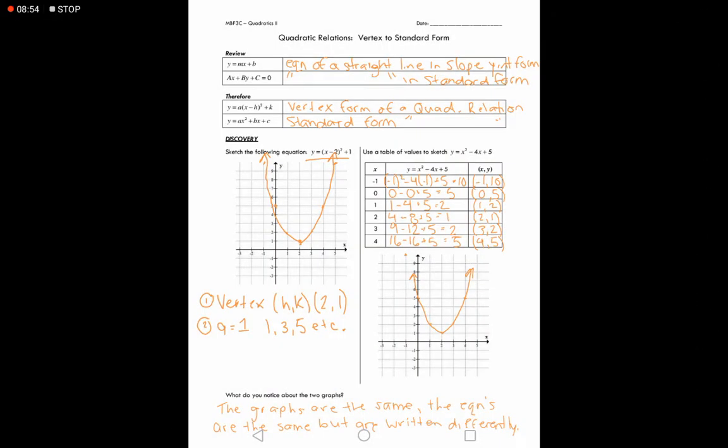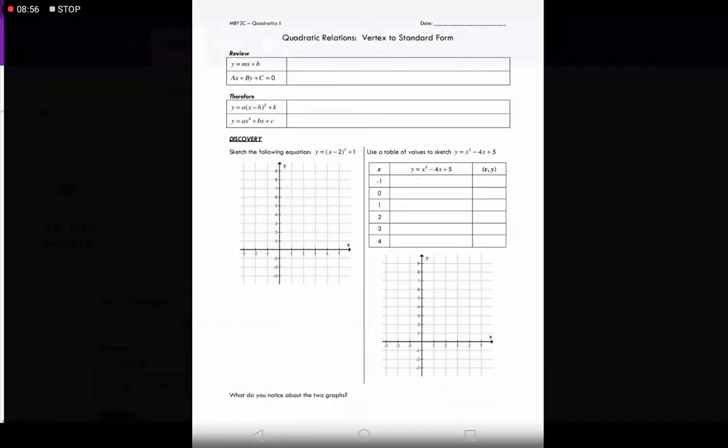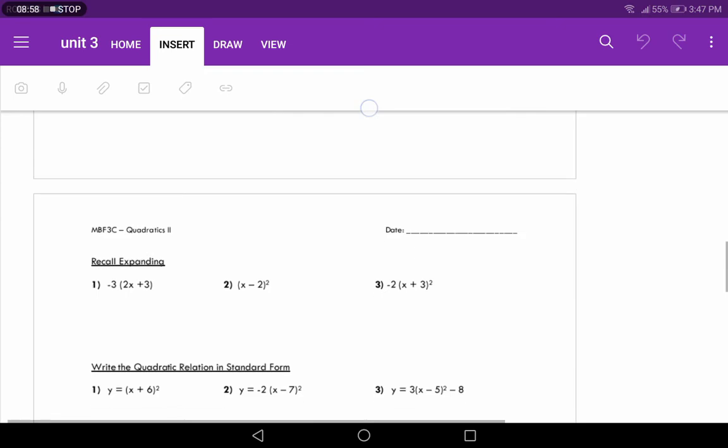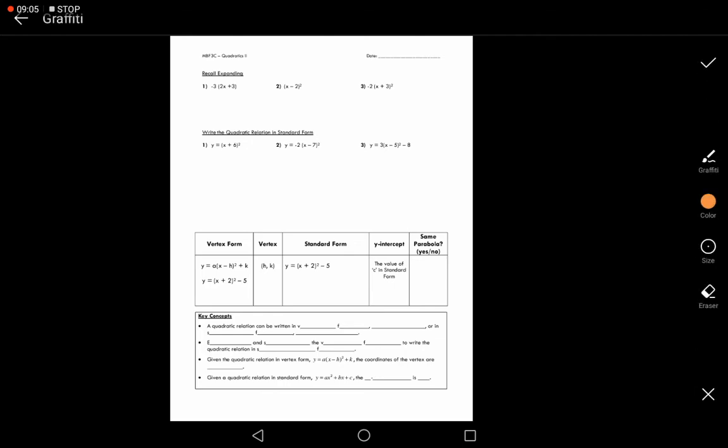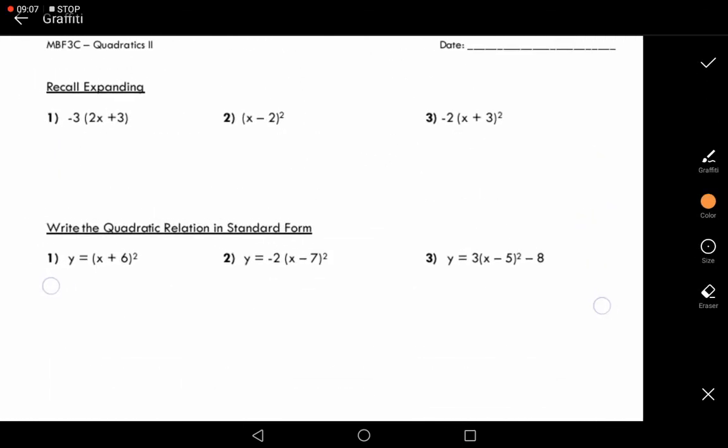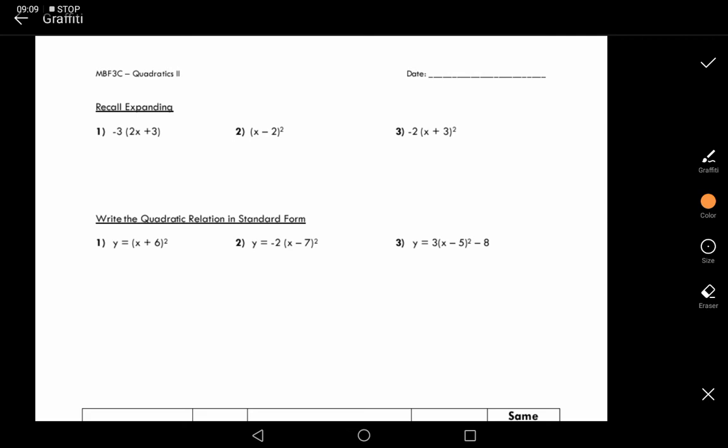Let me just pull up part 2. Awesome. So part 2 here says recall expanding. So let's just quickly review how we expanded. Okay, so this is from that first note.